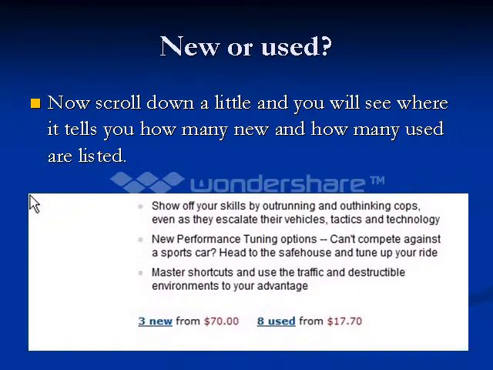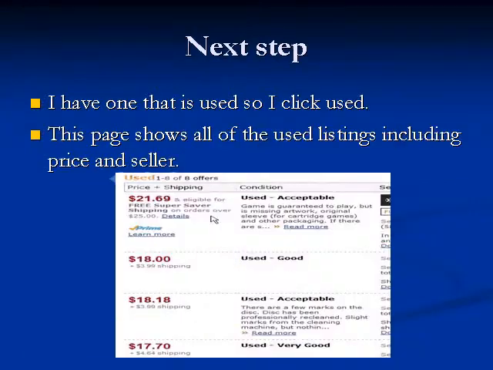Alright, so what you need to do is scroll down just a little bit and you'll see a couple things down there. You'll see where it says new from, or how many new from what price. You'll see how many used from what price. In this case, I'm selling a used item, so I'll click the used link in blue down there to get into the listing page.